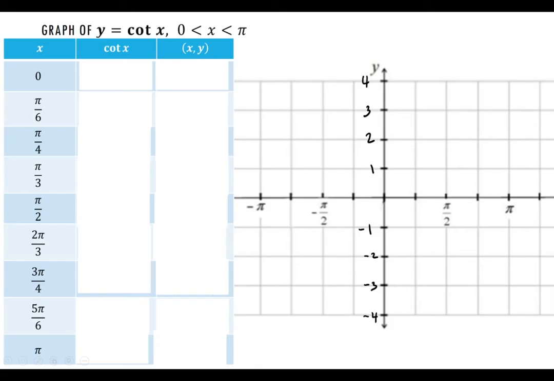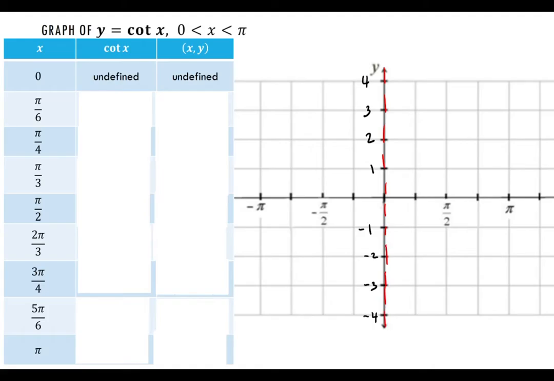Alright, so then cotangent of 0 is what? Well, remember that via our definition, cotangent of 0 is going to create an undefined situation because we get division by 0. And once again, exactly the same as tangent, division by 0 forces vertical asymptotes. So, at 0, cotangent has a vertical asymptote.